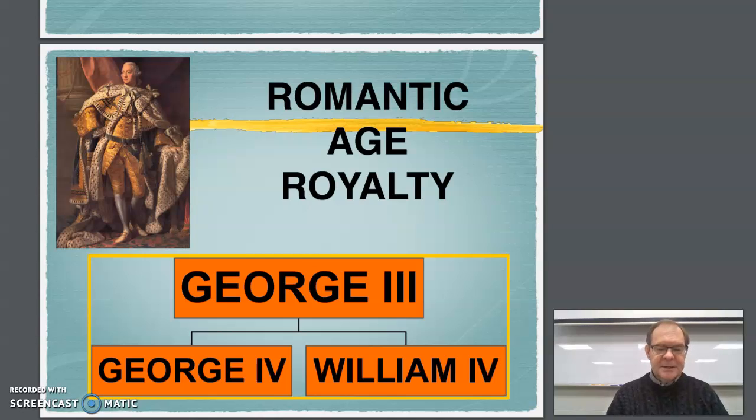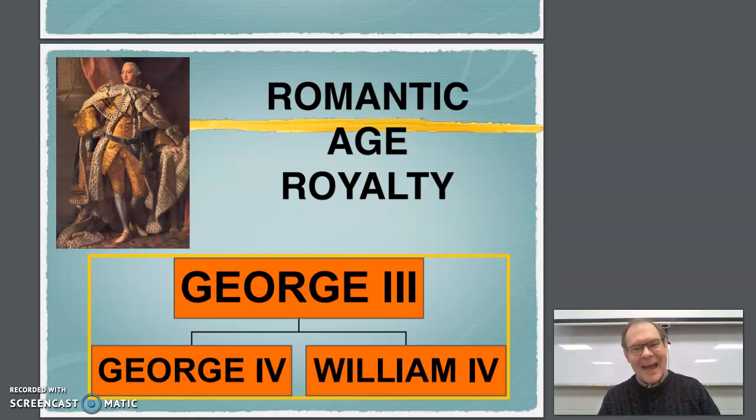George IV was succeeded by his brother, who by this time was quite old. He was known as the Sailor King, William IV. He had a common law wife who had had 10 of his children, but Parliament would not recognize any of those children to take over.